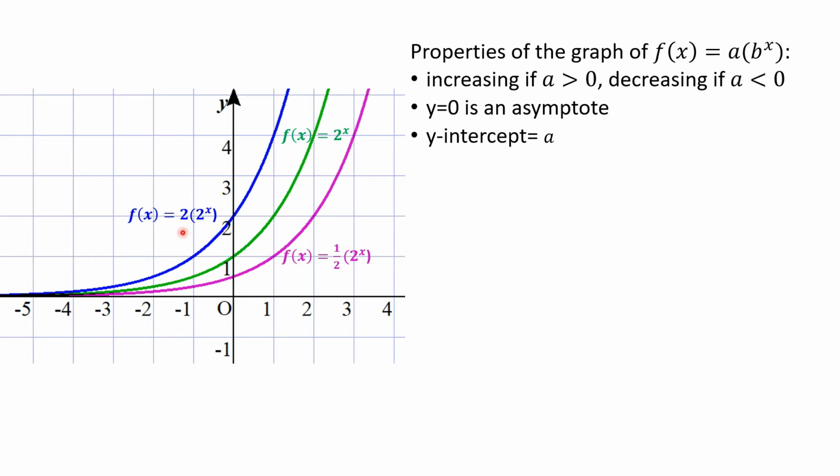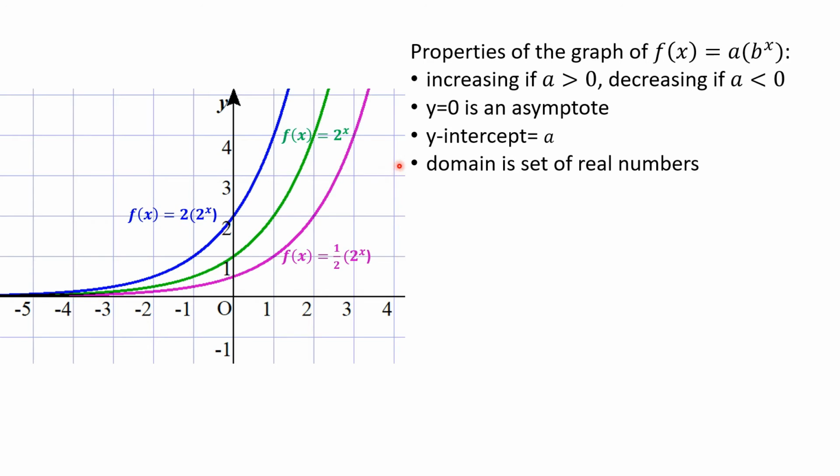So whatever the value of a is, that will be the y-intercept, or the graph will touch the y-axis at that point. If a is equal to 2, then the y-intercept is 2. If a is equal to 1, then the y-intercept is 1. And if a is equal to 1/2, then the graph will touch the y-axis at 1/2.